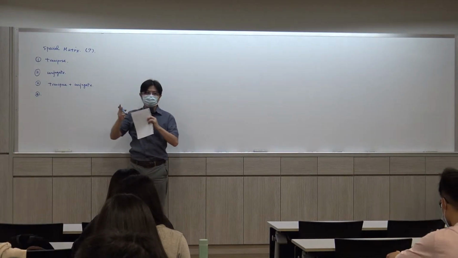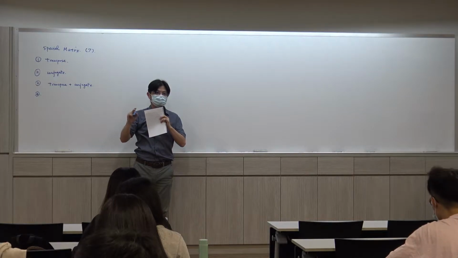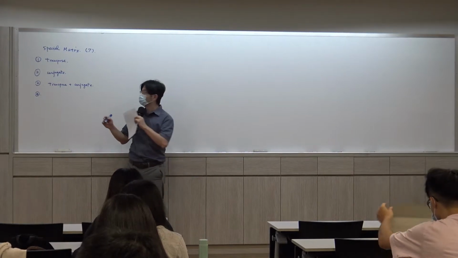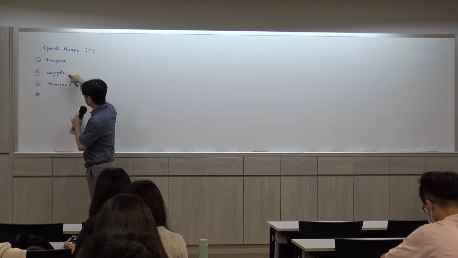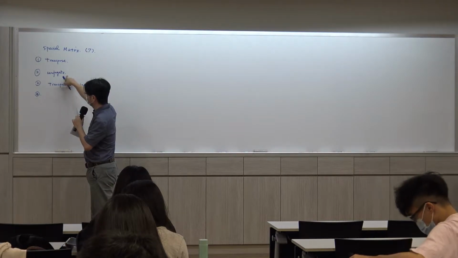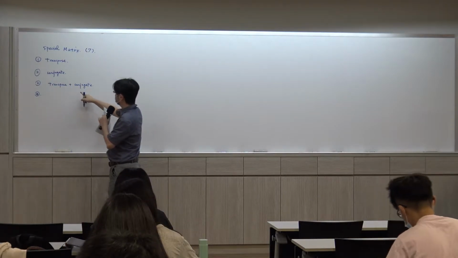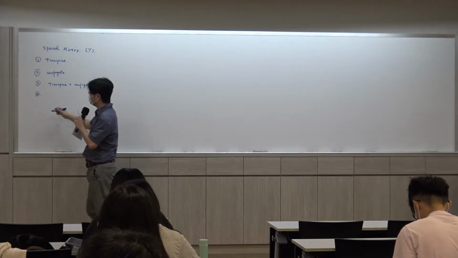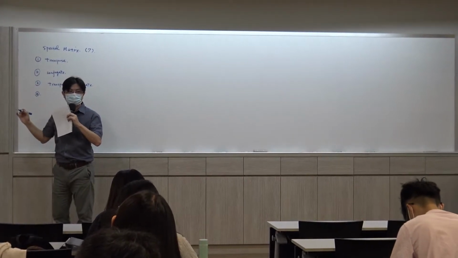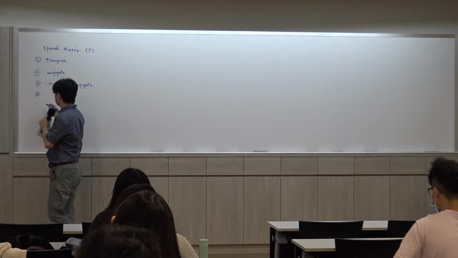So we can flip the row and the column vector. The second one is a conjugate matrix. The third one is a transpose plus a conjugate. And today we would like to mention the following four matrices.